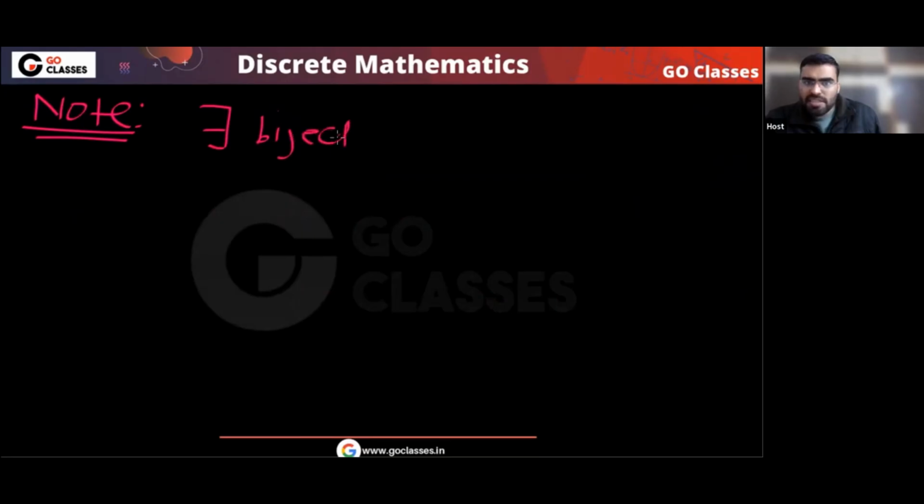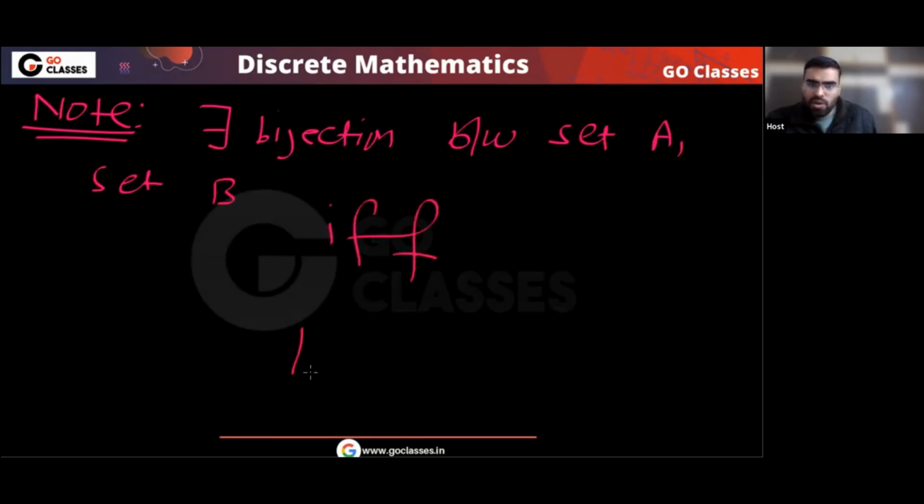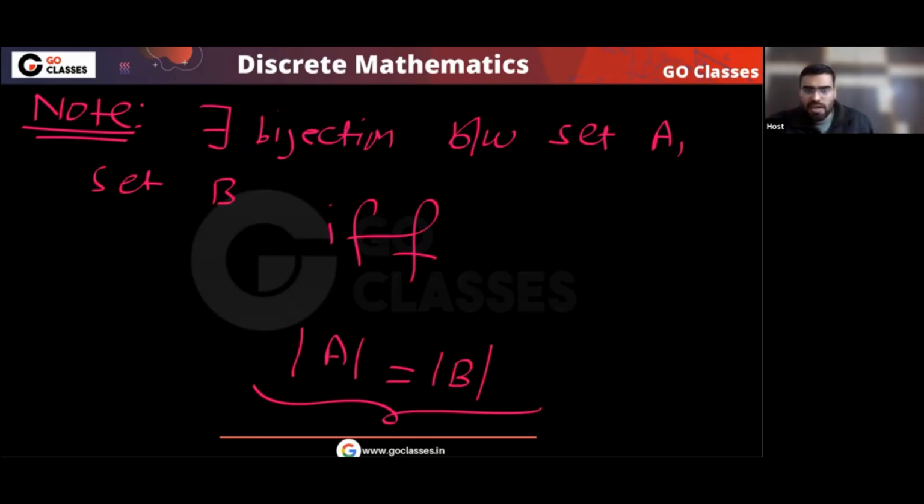If there exists a bijection between set A and set B, then there exists a bijection between set A and set B if and only if their cardinality is same. Their cardinality must be same. So there exists a bijection between set A and set B if and only if their cardinality is same.